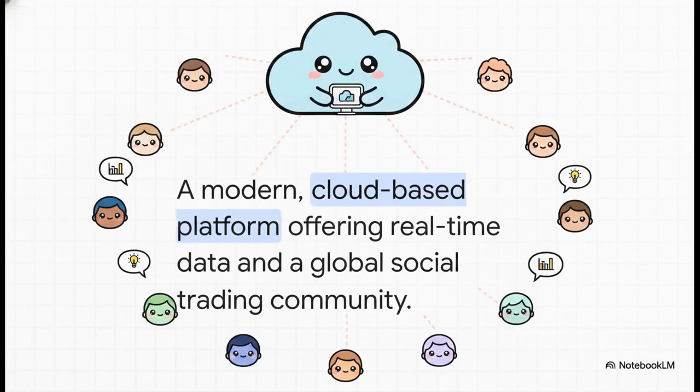And we absolutely cannot ignore the brilliant modern alternative, which is TradingView. Unlike downloaded desktop software, TradingView is entirely cloud-based, so you can access it seamlessly anywhere you have a web browser. But the massive draw here is its global social trading community. You aren't just staring at charts in isolation, you're actively sharing ideas, strategies, and deep technical analysis with traders all over the world in real time. It's incredibly powerful for collaborative learning.